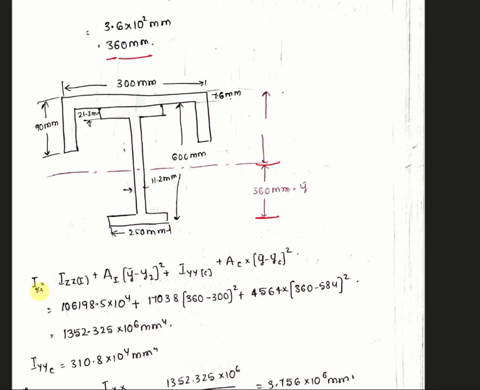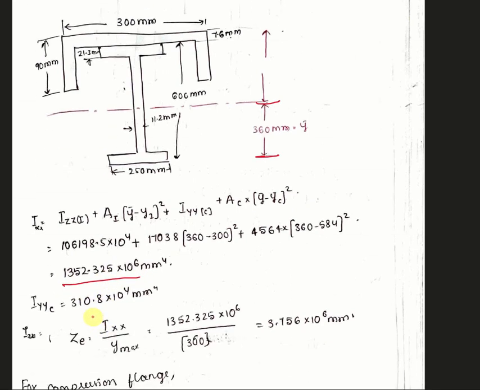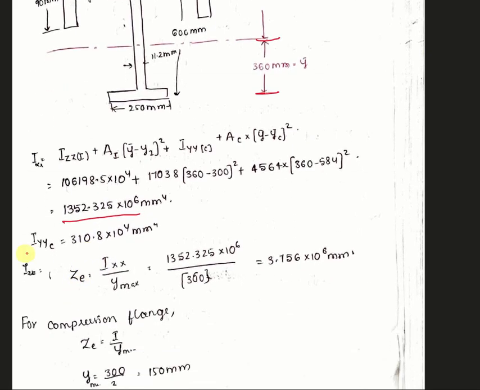Now Ixx we have to find out. For this Izz, it is AI into y bar minus y1 whole square. This is the same formula we have to use. Izz from the question itself we got, and this is 17038. These are all the values already mentioned, so I'm writing it here directly. We have already calculated, so you'll be getting it as 1352.325 into 10 power 6. Why do we have to calculate all this? Because this is already directly mentioned.